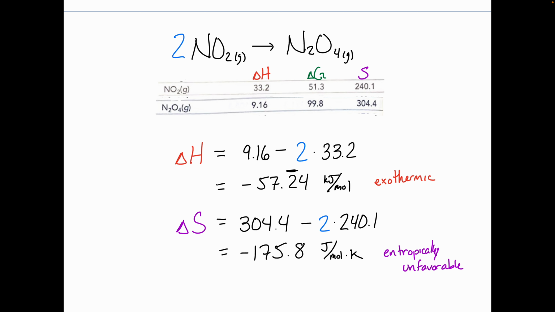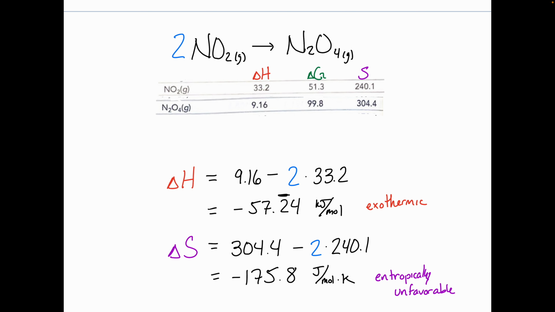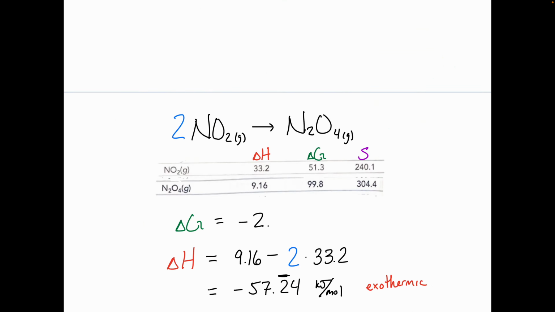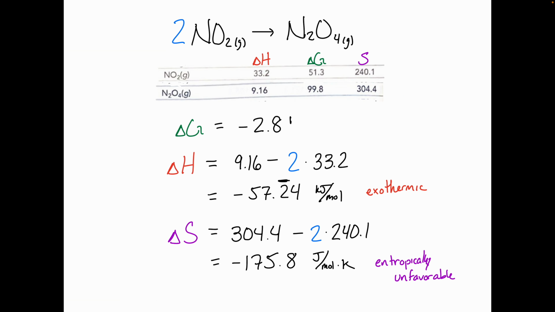Cool. All right. And so we got these three thermodynamic variables that we can calculate here. Let me just put the other one down. The first one we did, that negative 2.8 kilojoules per mole, telling us that this reaction was spontaneous.